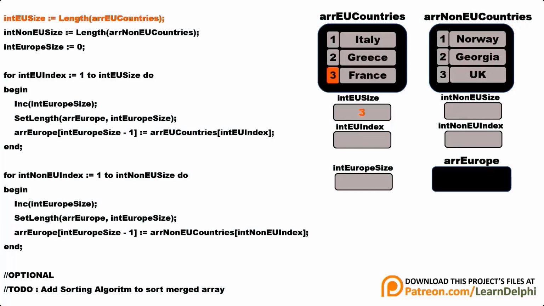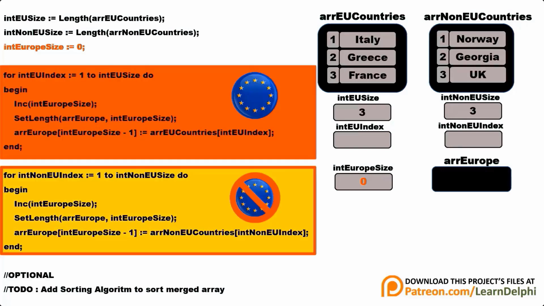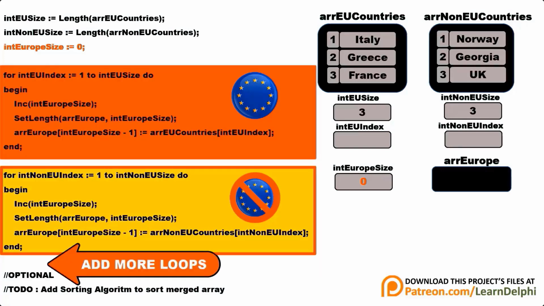We get the size of the array that stores the EU countries with the length function and store it in an integer variable. Then we also get the size of the array of the non-EU countries and store it in another integer variable. Then we set the integer variable that sizes the dynamic array to 0. We will use 2 for loops to cycle through each array separately. You can merge more than 2 arrays by adding more loops.